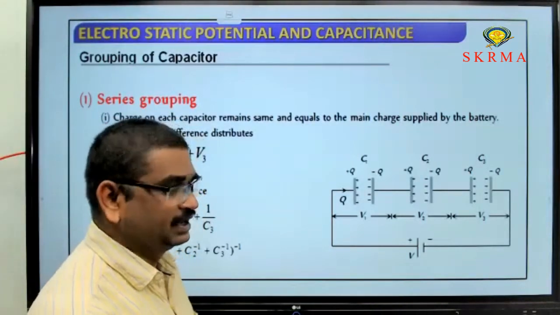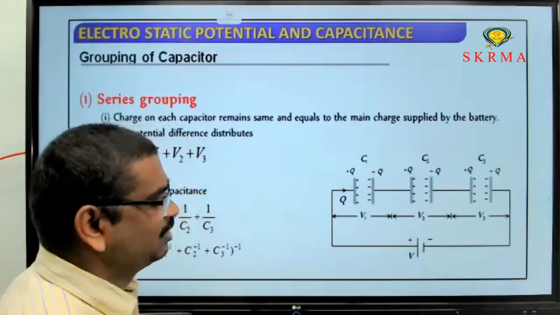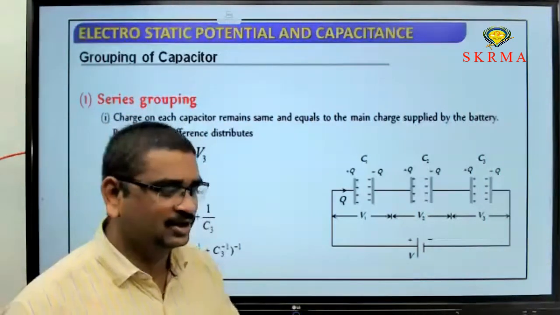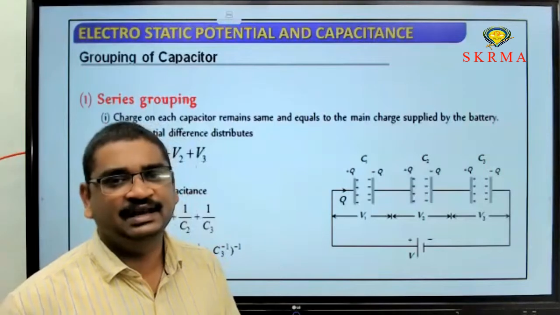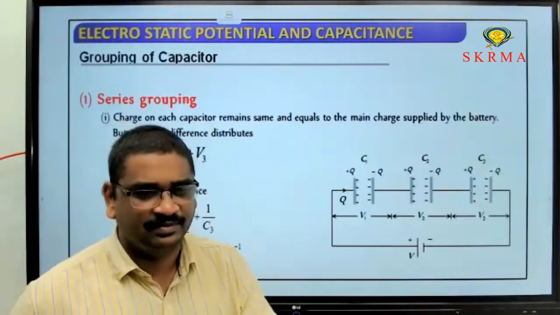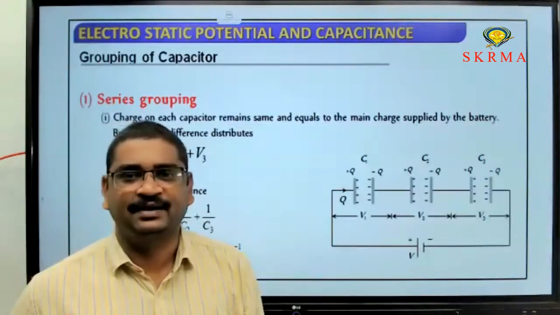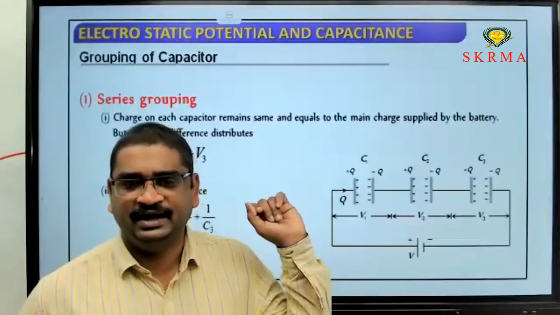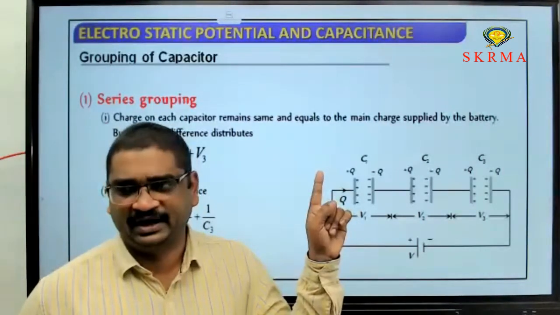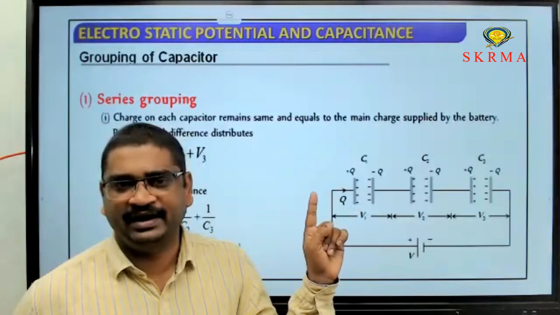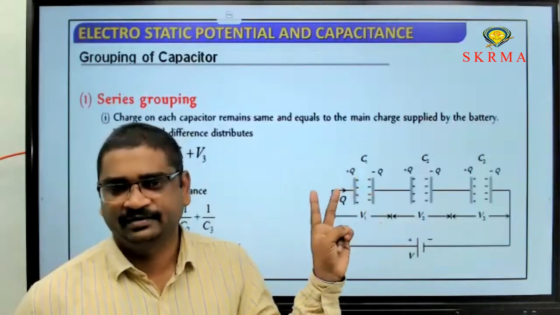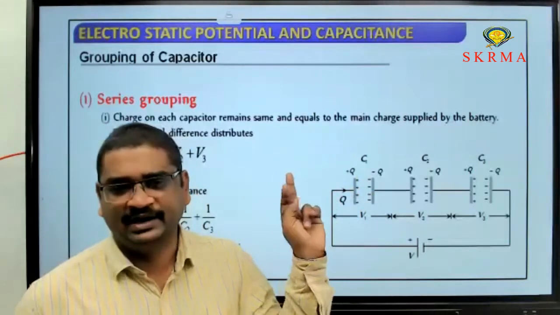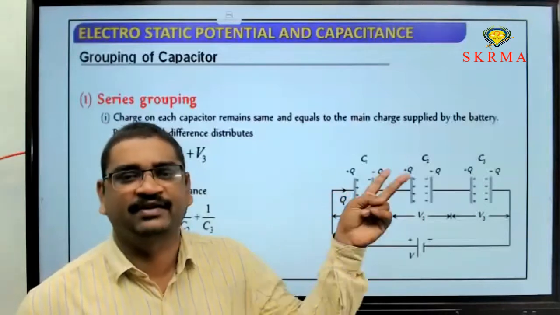Charge is constant. If charge is constant, then what about the potential difference? Potential is going to divide. So this is the main concept. In series combination, which one is constant? Charge is constant. Which one is going to divide? Potential is going to divide. So in series combination, charge is constant, and the second important point, potential is going to divide.